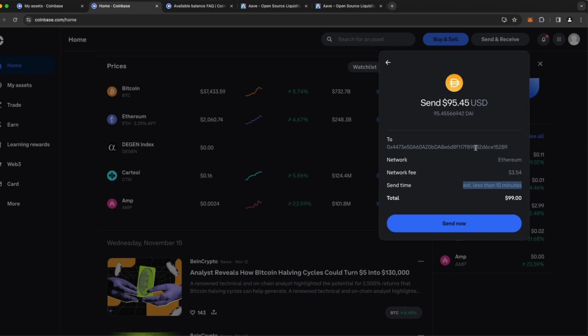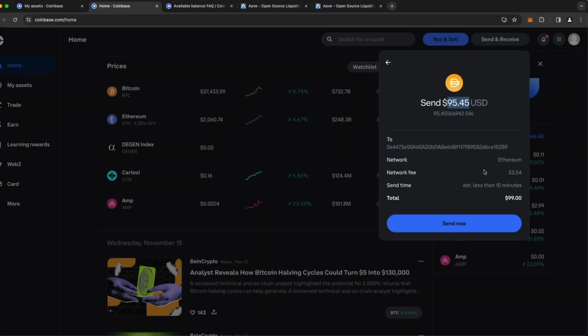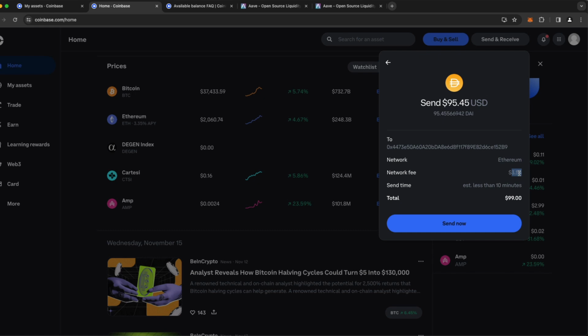Now, something else to notice: you can see we can't get the full amount that we purchased, because we need to pay the miners, the people that verify this transaction that's going to take place within 10 minutes. So we need to pay the network fees. In this case, we're transacting over the Ethereum network, and we're sending a DAI coin over the Ethereum network.